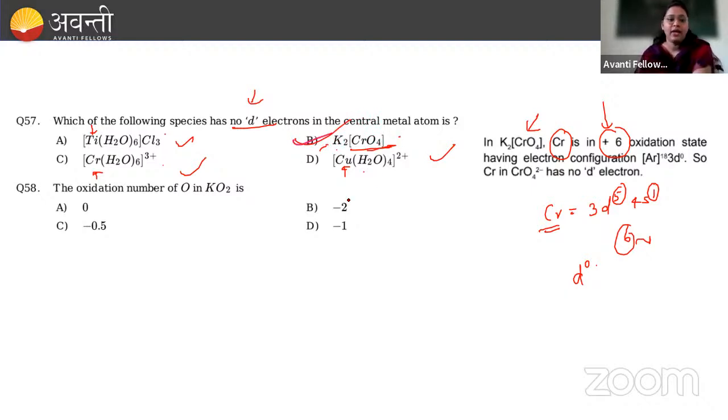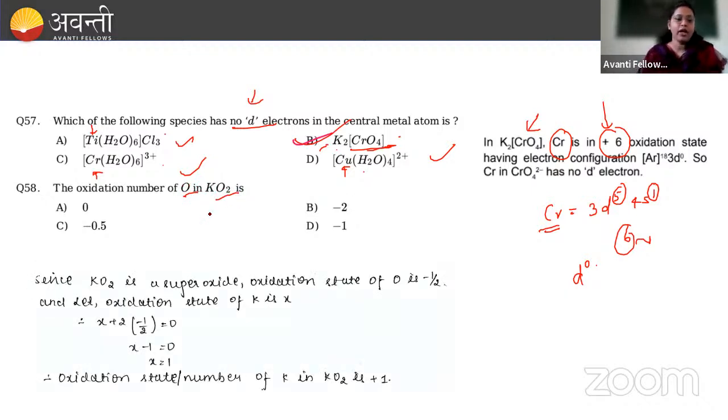Yeah. Next, the oxidation number of oxygen in KO2 is? You know the KO2 molecule is a superoxide. Oxidation state of oxygen here is -1/2. So we can say that the oxidation state for oxygen in KO2 is -0.5, and for K it is +1. Please remember this. Any doubts so far?